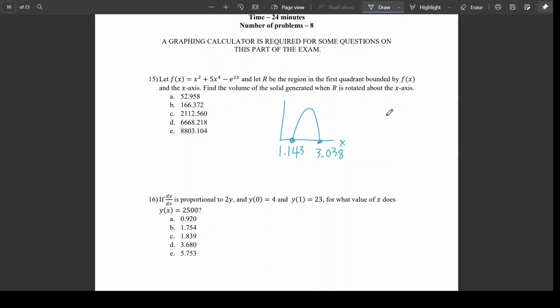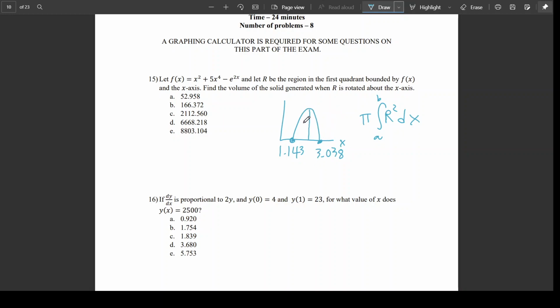So I need to think about what formula I am going to use. And the formula in this situation is going to be pi times the integral from a to b of r squared dx. Because there's only one curve, I'm only going to be using one r. And that r is going to be the distance from the x-axis to the curve. As you can see here, that's going to be x squared plus 5x to the 4th minus e to the 2x, because that's just the y value, the height of this thing here.